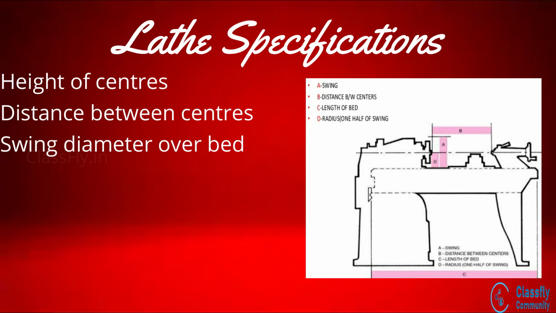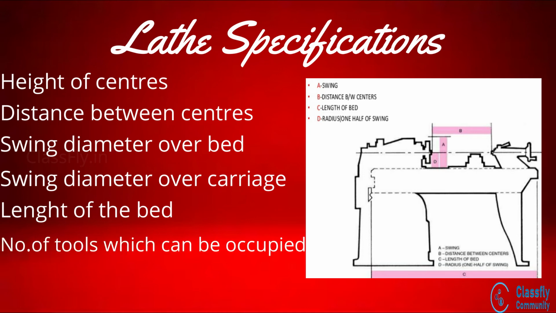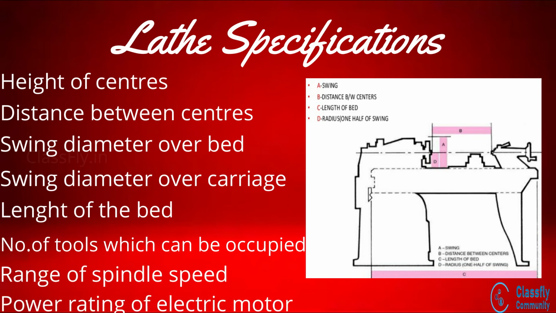Next, the swing diameter over the bed. Well, this is the largest diameter of the workpiece which can revolve without touching the bed. Next, the swing diameter over the carriage. This is the largest diameter of the workpiece that can revolve over the cross slide. Next, the length of the bed, that is, the distance between the centers of the two legs of the lathe. The number of tools that can be accommodated and also the range of the spindle speeds. And at last, the power rating of the electric motor.